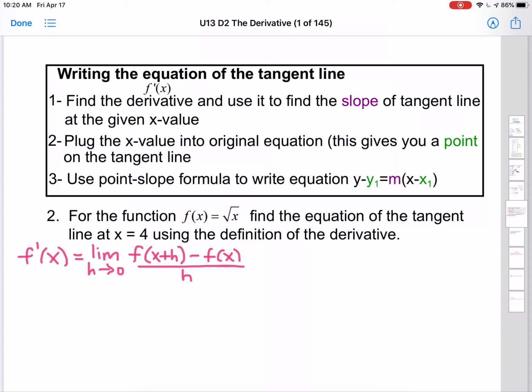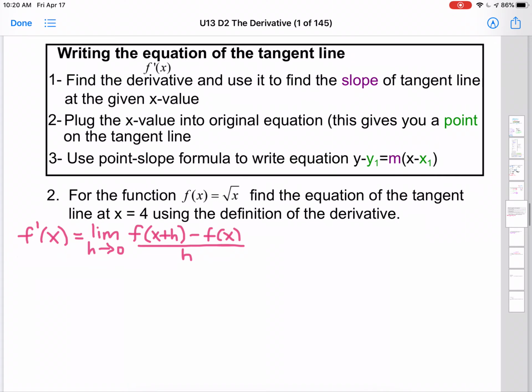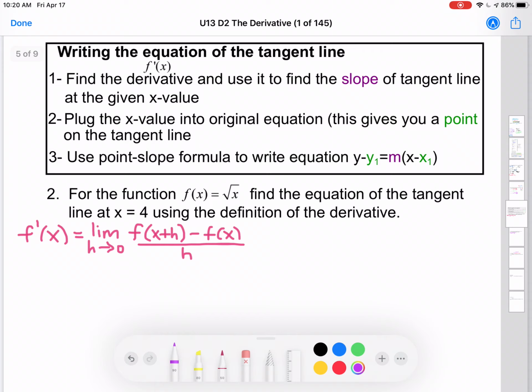And then we'll just use the point slope formula. All right, so here we go. And we're going to do this at x equals 4. All right, so here's what I'm going to suggest. First, let's just go over to the side so we remember what our ultimate goal is. Our ultimate goal is to write the equation of this tangent line. So I need a point and I need a slope. Those are the two things I need.